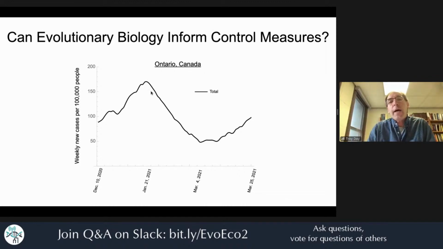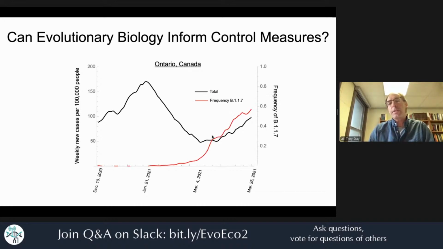Now, we knew at this point, given all of the data that came out of the UK, this decline that was happening throughout January in Ontario, we knew based on estimates of what the frequency of B117 was in Ontario, that there was something bad underlying this downward curve. And if you look at the frequency of B117 as it changed over that course of time, being evolutionarily informed, we knew that despite the fact that this was going down, there was an underlying outbreak of B117 that we were not controlling.